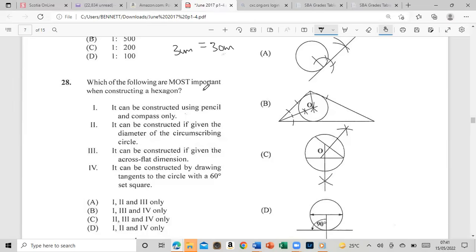All right, 28. Which of the following is most important when constructing a hexagon? Is it 1, it can be constructed using a pencil and compass only? 2, it can be constructed if given the diameter of the circumscribing circle? 3, it can also be constructed if it's given across a flat dimension? Or is it 4, it can be constructed by drawing a tangent to the circle with a 60 degrees set square?